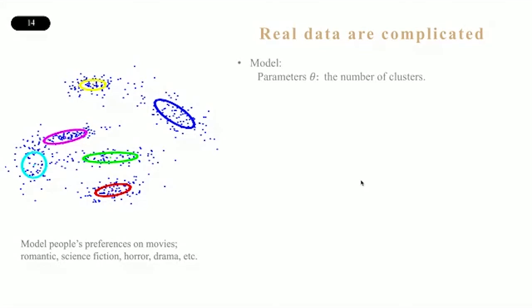So, if I'm asked to define the model, I need to define the number of clusters that I will assume for this model. And I need to define also a prior over the number of clusters theta in order to be able to answer how many clusters I see here.